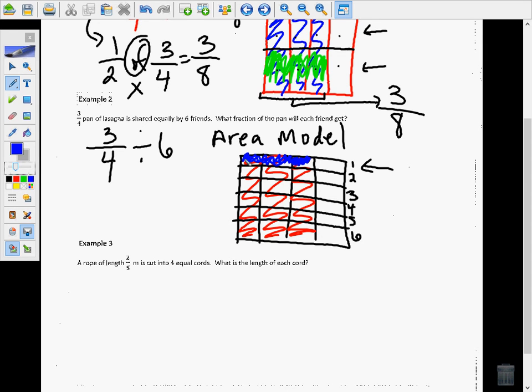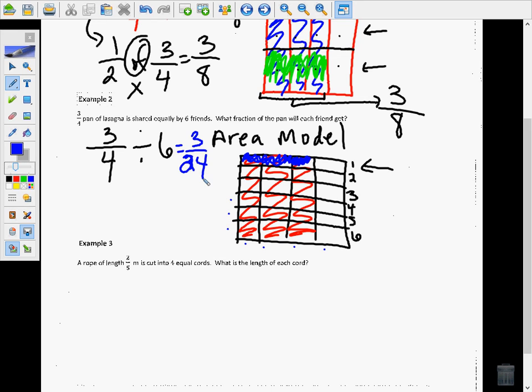Now, the overlap, again, is your solution. So what fraction of the whole model is shaded both red and yellow? Well, you have 1, 2, 3, 4 across, and 1, 2, 3, 4, 5, 6 down. And 4 times 6 is 24. So we have 3 shaded out of 24. So 3/24 would be your solution. Okay, so that is the area model way.